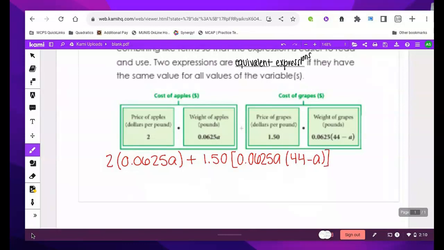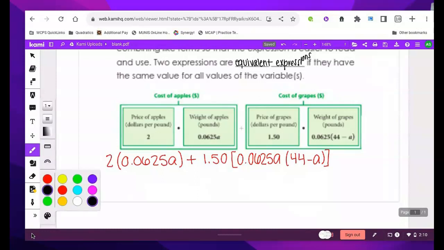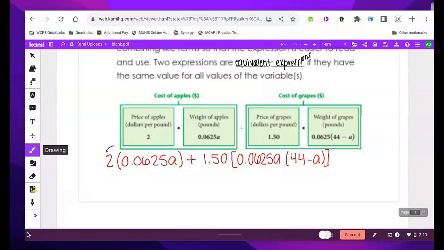So we're going to get rid of the parentheses and the brackets by using the distributive property. So we start with the number that's on the outside of the parentheses and we multiply it by everything that's on the inside of the parentheses. So for this first term, we're going to do 2 times 0.625A, which take a moment to plug that into the calculator if you need to. We get 0.125A plus, now we're going to take the number on the outside of the parentheses, and we're going to multiply it by everything on the inside of the parentheses.